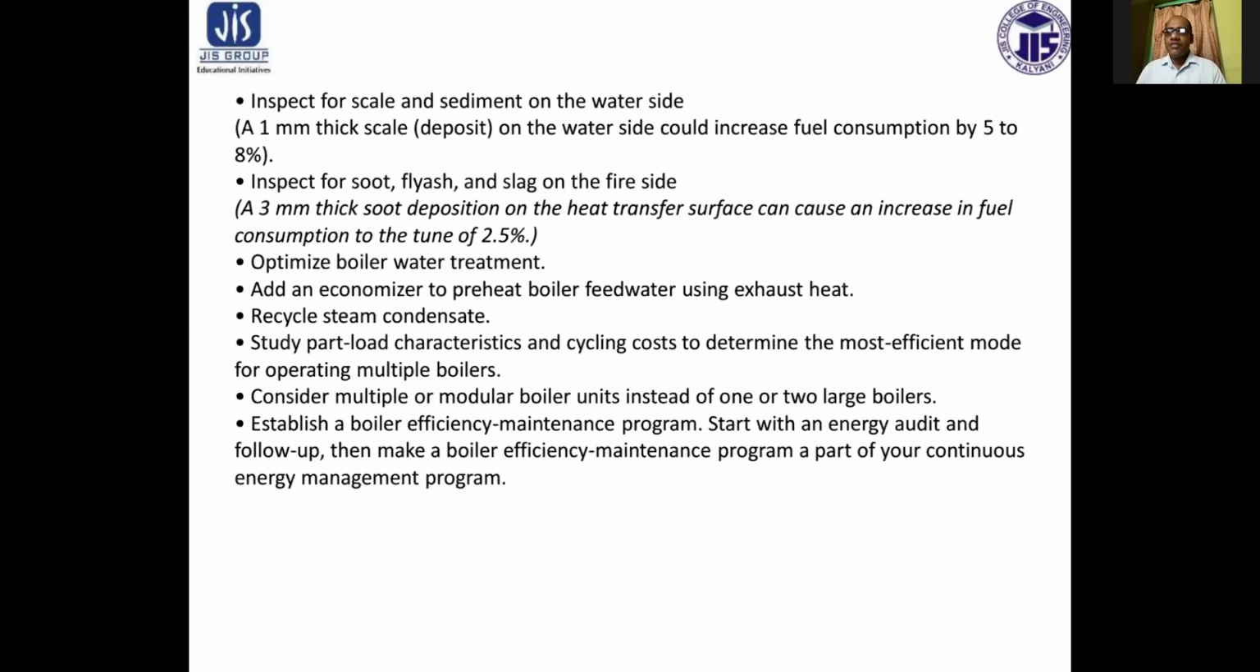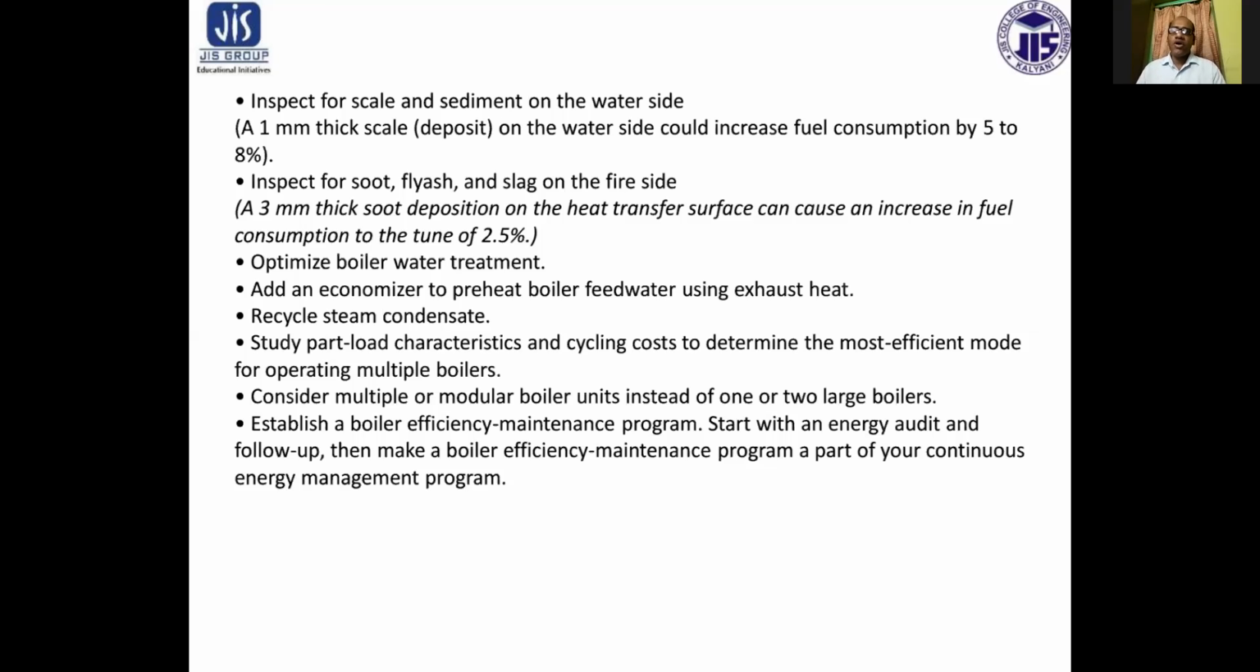Consider multiple or modular boiler units instead of one or two large boilers. A higher critical boiler is useful instead of one or two lower critical boilers, because in a higher critical boiler the efficiency is much higher, and if we go for cogeneration from the higher critical boiler, ultimately the fuel efficiency will be very high.